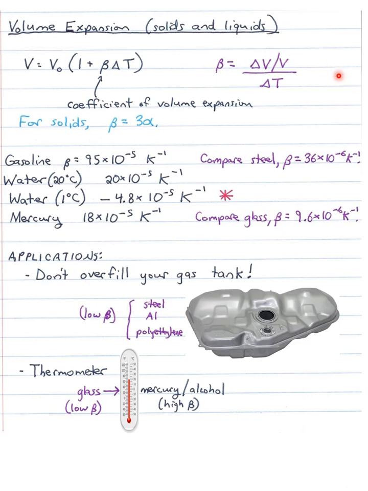However, you might find it useful, as with the linear expansion formula, to use this one: V equals V naught times 1 plus beta delta T. Now for gasoline, beta is 95 times 10 to the negative 5. I want to compare that with steel, and I pick on steel in particular because many gas tanks in cars are made of steel, 36 times 10 to the negative 6. And so gasoline expands much more rapidly than the steel container that it's in.